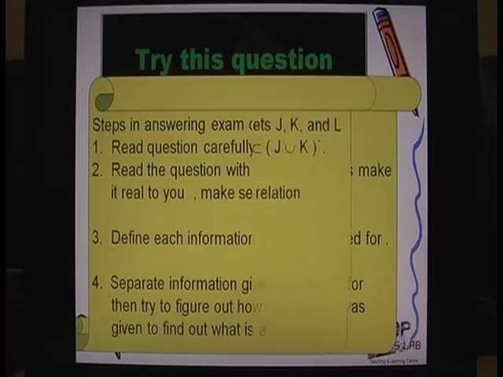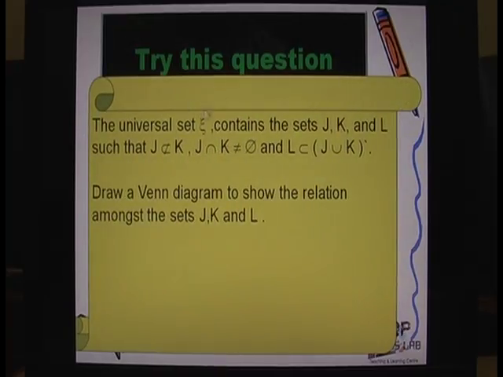Now do your try this question. Here it is. Let's go. The universal set contains the sets J, K, and L, such that J is not a subset of K, J intersect K is not equal to an empty set, and L is a subset of (J union K) complement. Now, draw a Venn diagram to show the relation amongst the sets J, K, and L. So pause your video now and try this question.